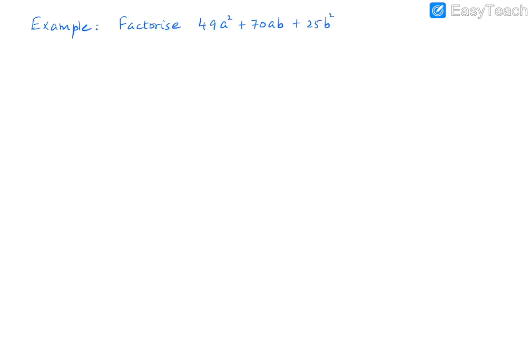Okay, so let's see how we can use the identities to factorize some polynomial. Here we are given a polynomial in two variables, a and b. So we have 49a square plus 70ab plus 25b square, and we need to factorize this. Let's see which identity this is similar to.